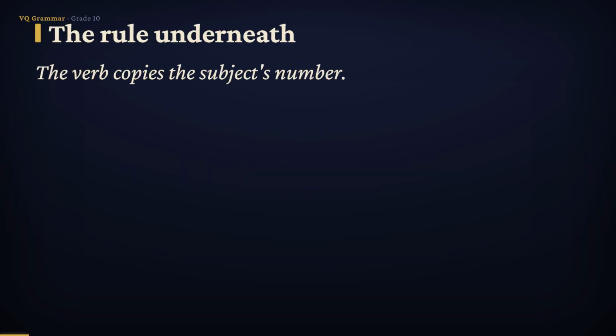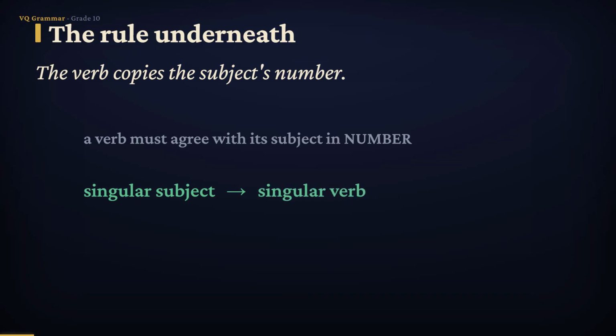Let's lay the ground first. A verb must agree with its subject in number. If the subject is singular, one thing, the verb takes its singular form. If the subject is plural, more than one, the verb takes its plural form. The dog barks, the dogs bark. Simple enough. And when the subject and the verb are sitting right next to each other, almost nobody makes a mistake. But sentences are not always that tidy.